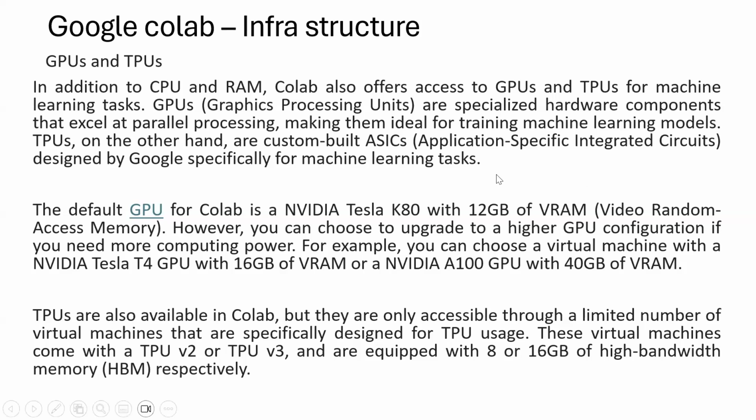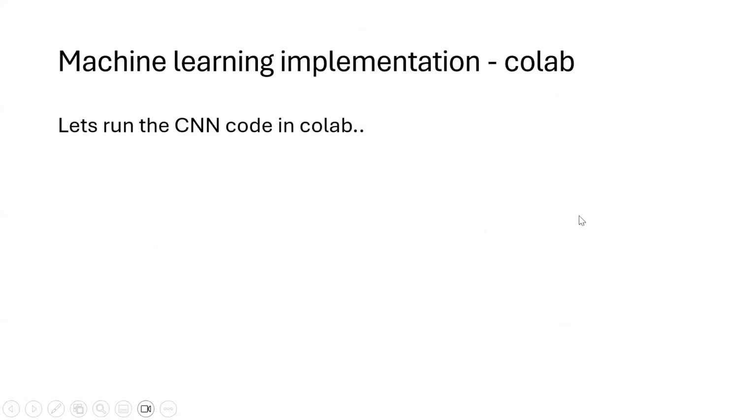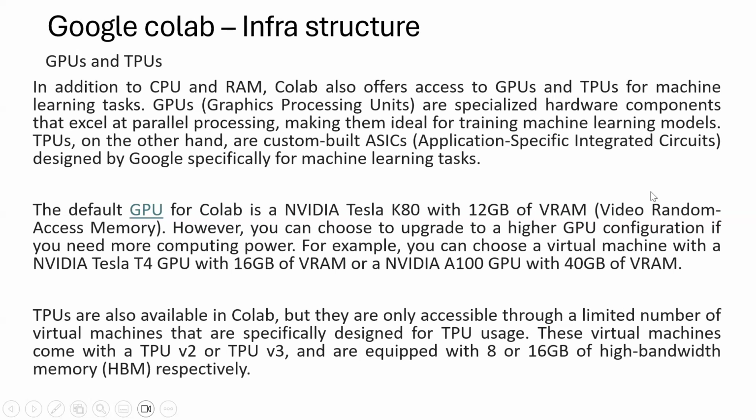So see there, the default GPU for Colab is Tesla K80 with 12 GB of VRAM. See there, the RAM is not normal RAM, sorry. It is a video random access memory exclusively for video processing. NVIDIA is a very powerful graphic card. So the GPU, the graphical processor, is integrated with this NVIDIA Tesla K80 and the 12 GB of VRAM.